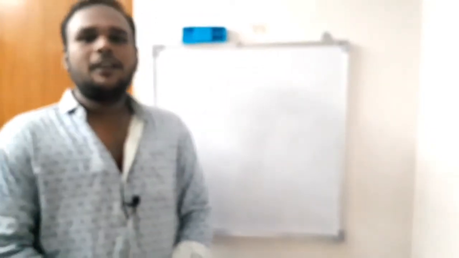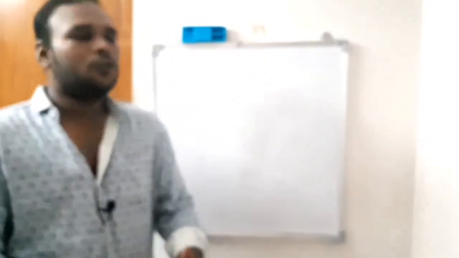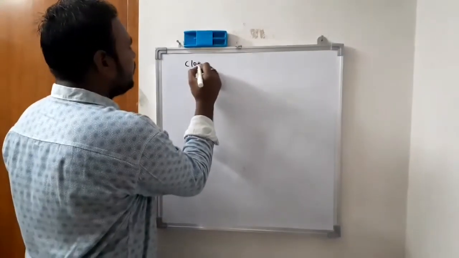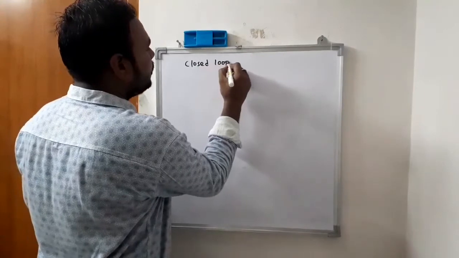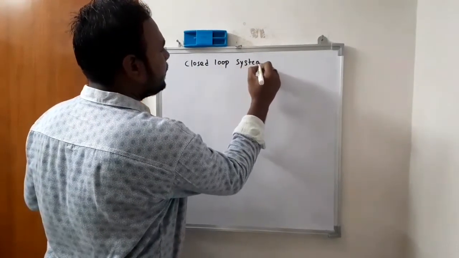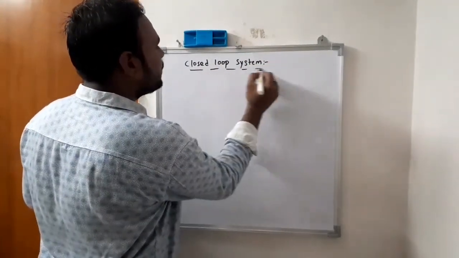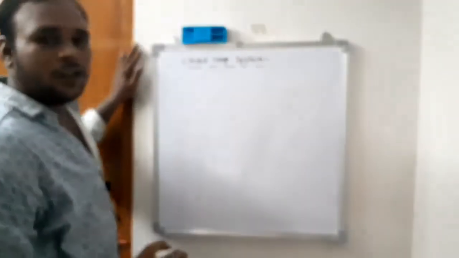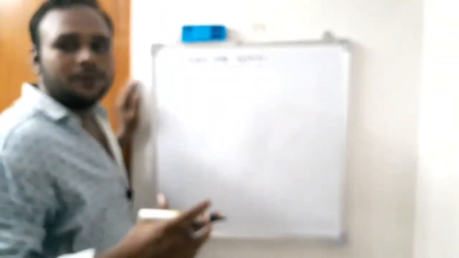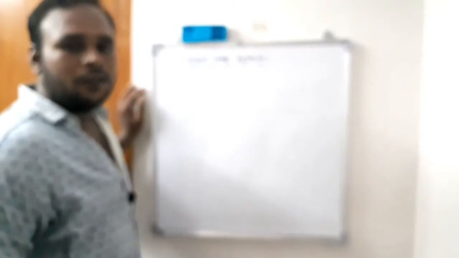In the last video, we discussed the closed loop system. Let us draw the block diagram for the closed loop system. What are the components present in the closed loop system? What are the elements present in the closed loop system?